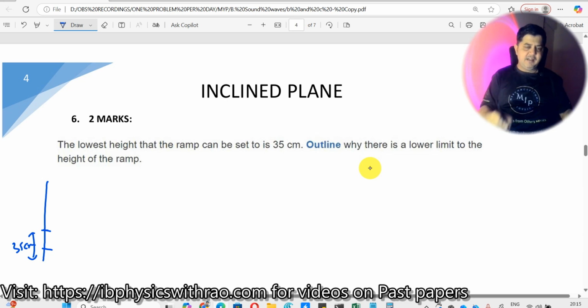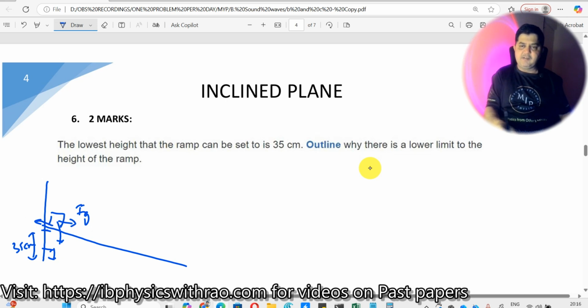The answer here is that when I keep it like this, there is a gravitational force acting. Why should the object actually slide? The gravitational force is pulling it down along the plane, otherwise it will not fall. And there is also a frictional force. Gravity actually acts downwards, but the component of this gravitational force along the plane, if it overcomes the friction, makes the object slide.